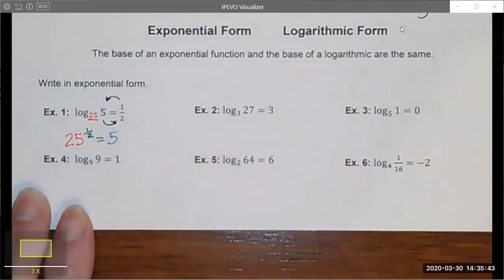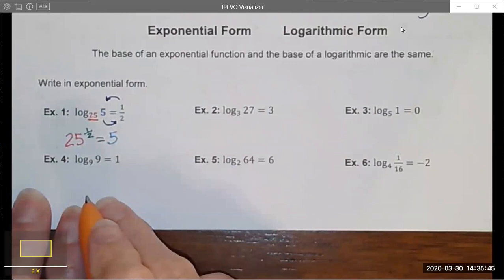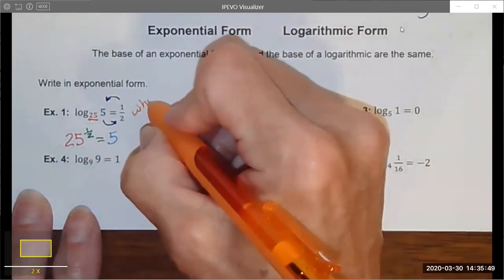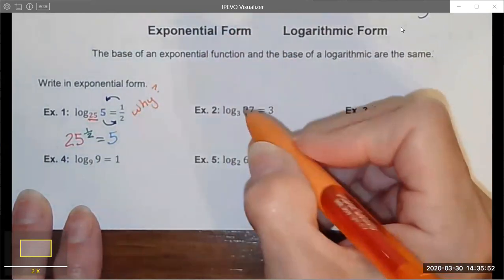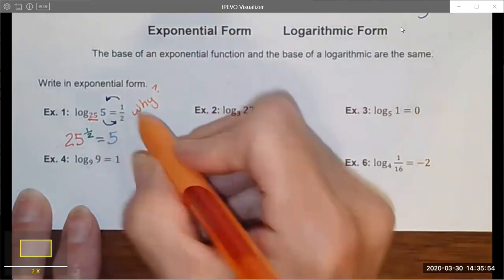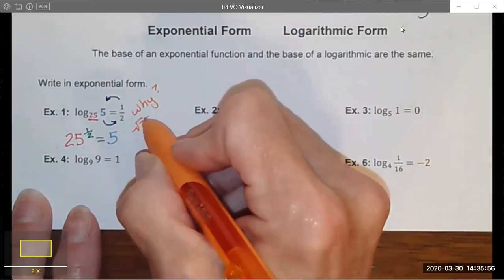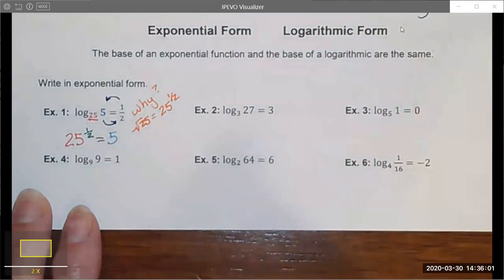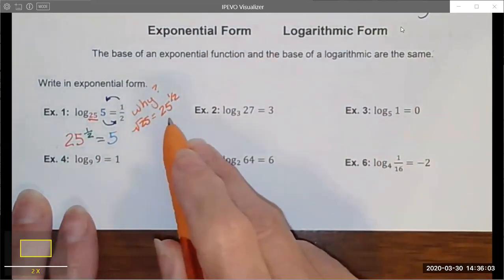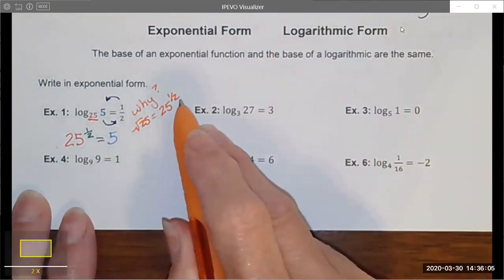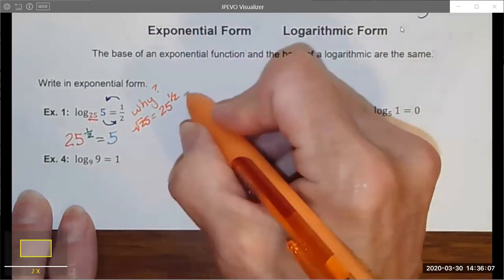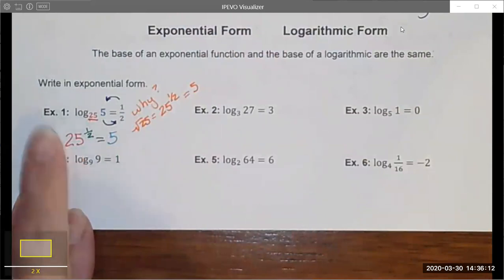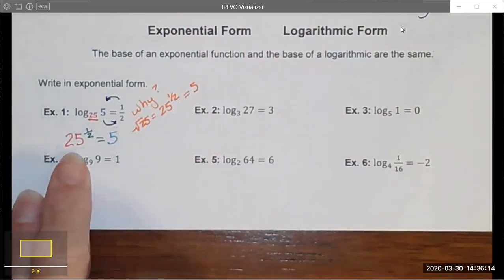Why does this work? Let's think about this for a minute. 25 to the 1/2 power equals 5. Why is that true? Well, if you remember from our previous units, the square root function can be written as an exponent that involves a fraction. So the square root of 25 is the same thing as 25 raised to the 1/2 power. And that is indeed 5. So I have written our logarithm as an exponential expression.